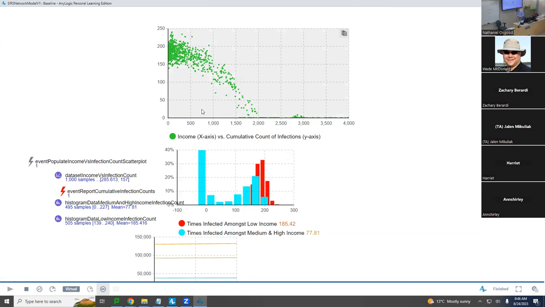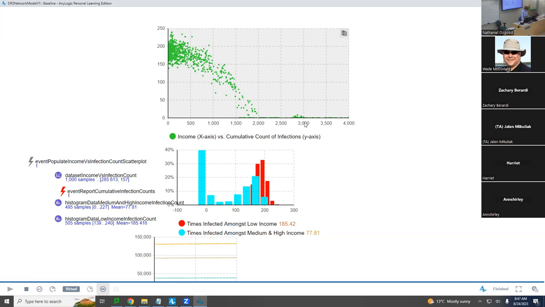Now, this model gave also a vivid demonstration of the association between income and number of times infected, which suggested the larger their income, by and large, there is a lower burden of infection. Particularly for very low incomes, you had a large number of individuals, each individual is a dot here, and they were clustered at low income, high number of infections. But as you got successively larger income, it brought down those number of infections cumulatively experienced by those individuals.